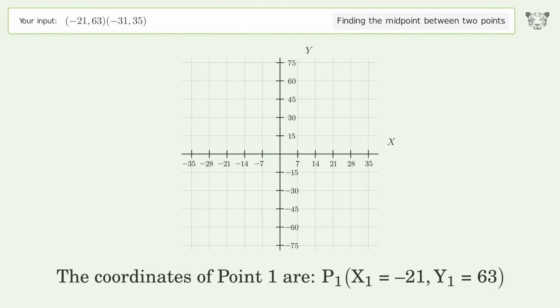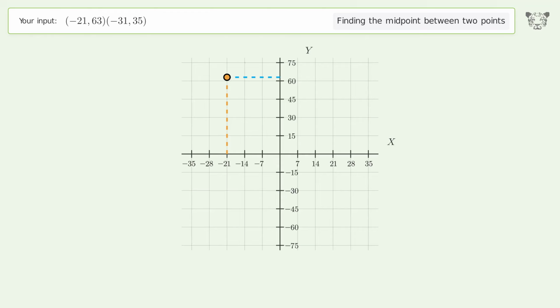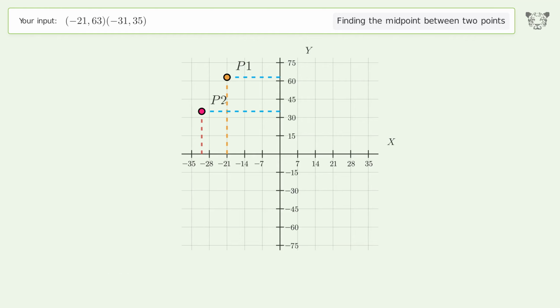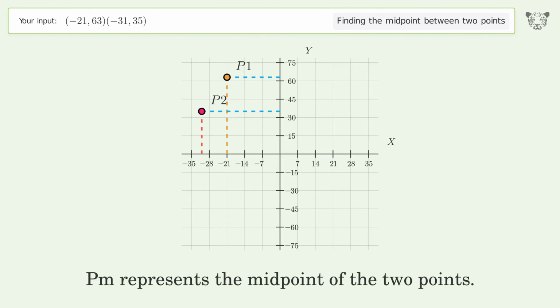The coordinates of point 1 are x1 equals -21, y1 equals 63. The coordinates of point 2 are x2 equals -31, y2 equals 35. PM represents the midpoint of the 2 points.